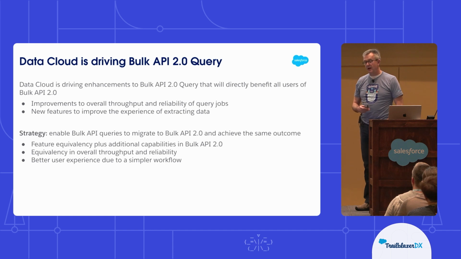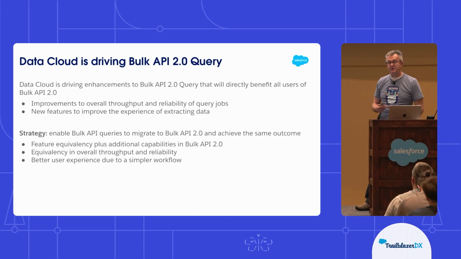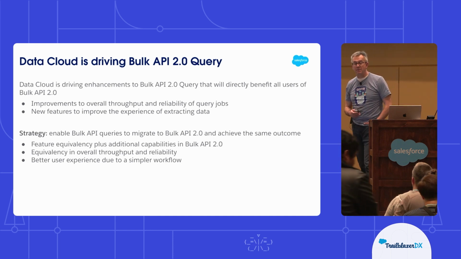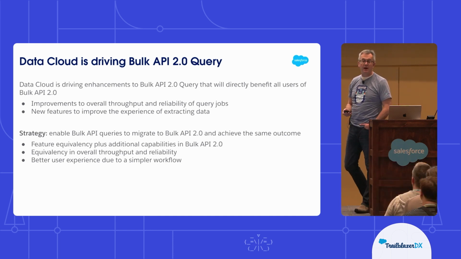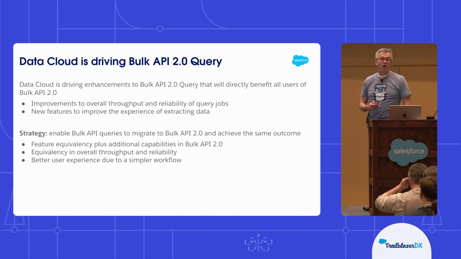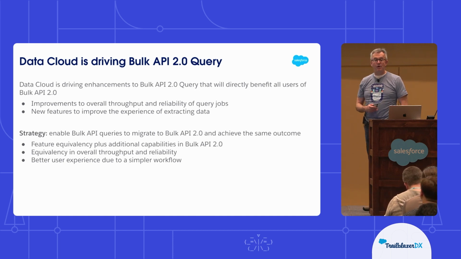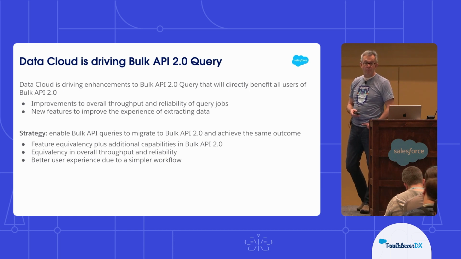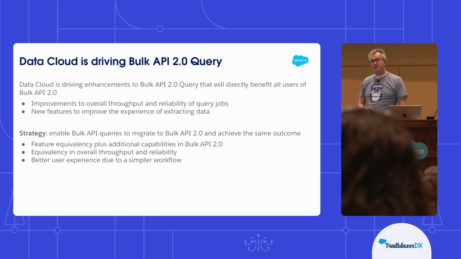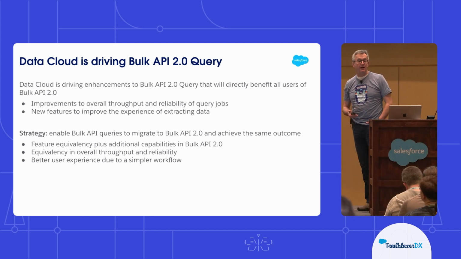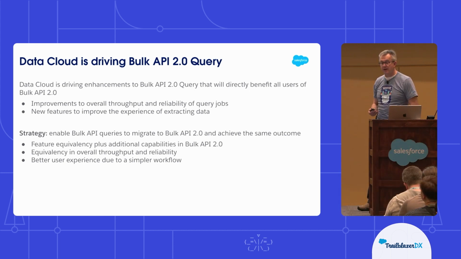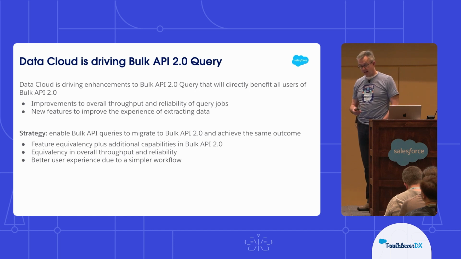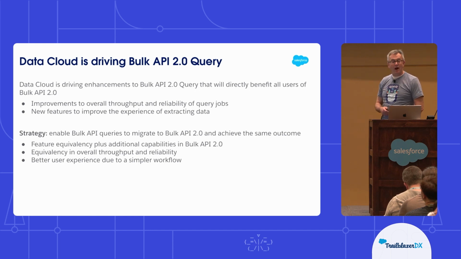It's also supporting a broader strategy. Our goal is eventually to enable customers to migrate from the original bulk API, V1, to bulk API 2. That's our long-term goal. The way that we are approaching that is on a number of fronts. We need to have, for example, throughput and performance equivalency. We need to have feature equivalency, and we're going to provide additional features. So there's also a bit of a carrot and a stick approach. But the goal is that you can achieve the same outcome.